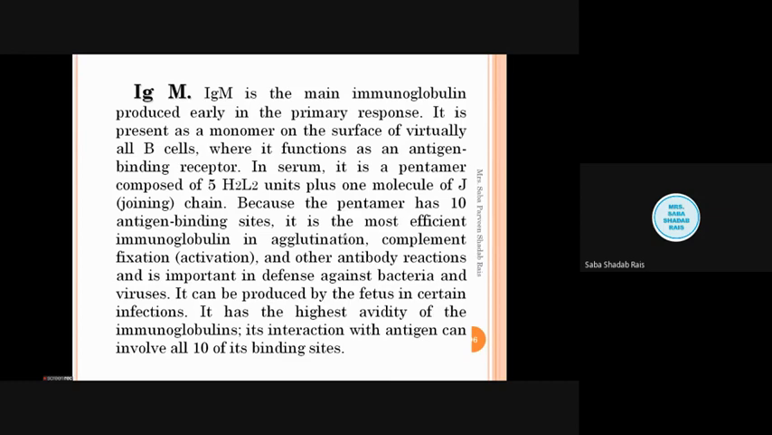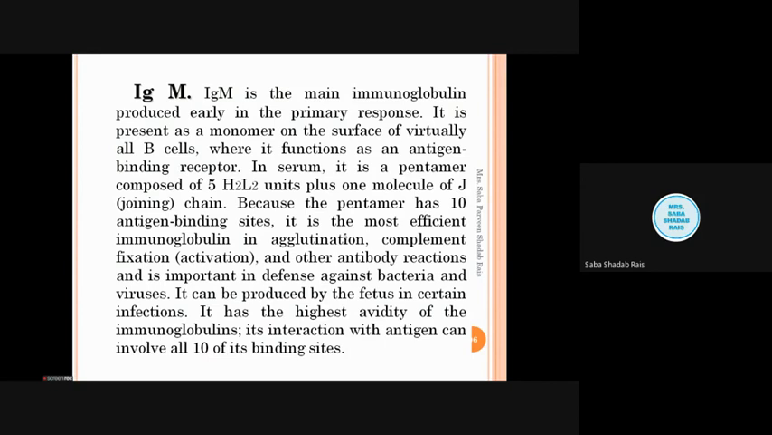On the surface of the B cell, it will function as an antigen binding receptor. When we talk about the serum, it has the pentamer form. That means it will have five H2L2 units plus one molecule of the J chain. The J chain, we know, is very important for the prevention of degradation.